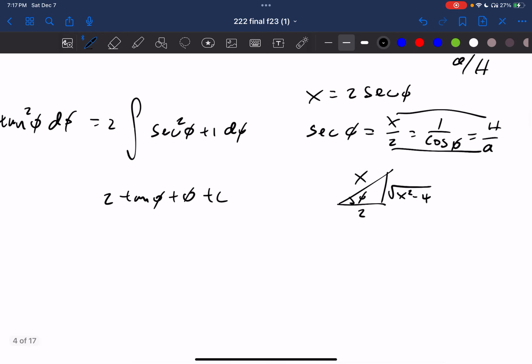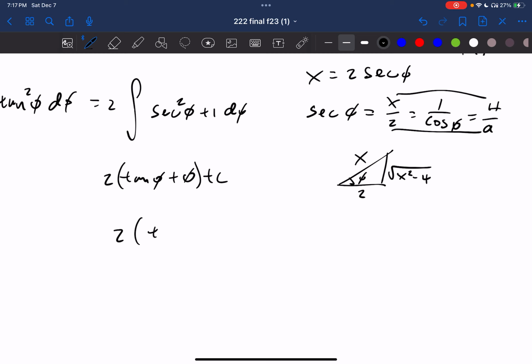So replacing theta with what it is, we're going to have 2. Actually, this will be like this. I forgot the parentheses. So we're going to have 2 tangent theta. Tangent is going to be opposite over adjacent, and opposite is the square root of x squared minus 4, which we just found, over 2, which is adjacent, plus theta. Theta is going to be, from here, we can see theta will be equal to arcsecant of x divided by 2, plus c. That should be your answer.